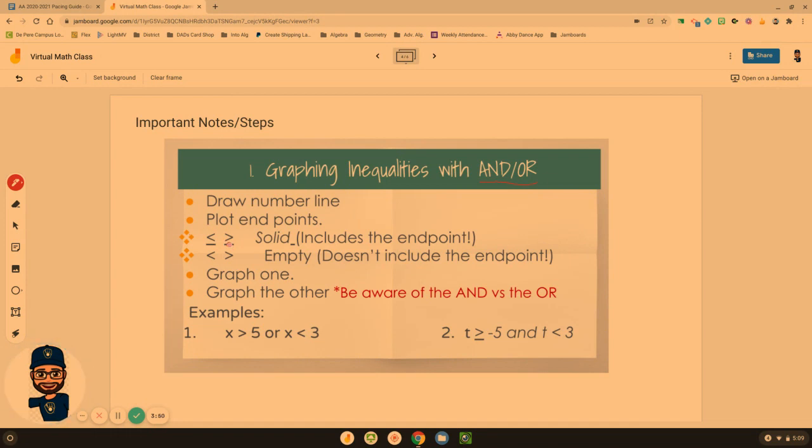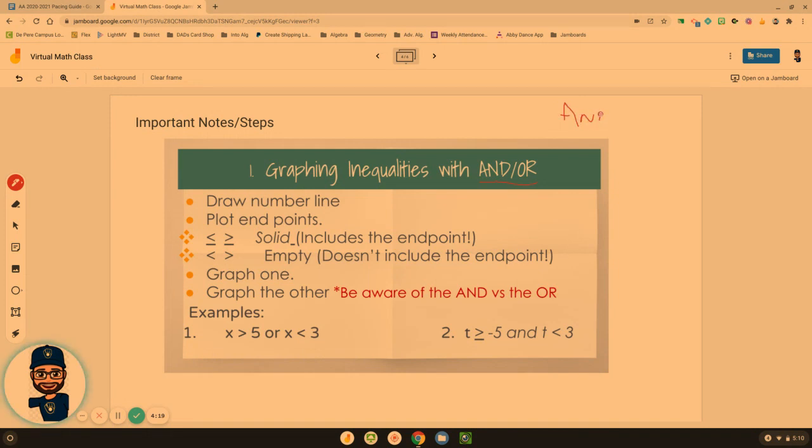If it is part of the answer set and it's included, then we make sure that we fill in the circle. If it's not included, because there is no equal to bar, then it's just an open or an empty circle. We'll graph the first one, and then we'll graph the other one. And then we have to be aware whether or not we're working with an "and" equation or an "or" equation.